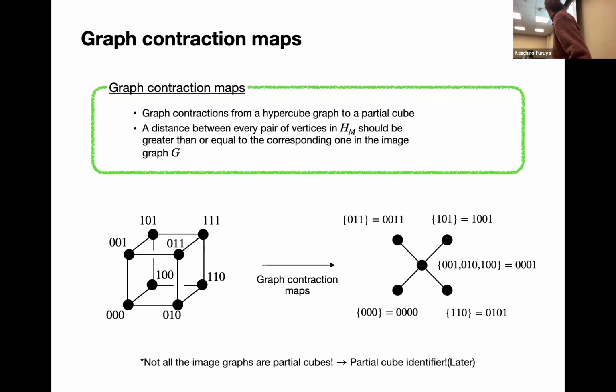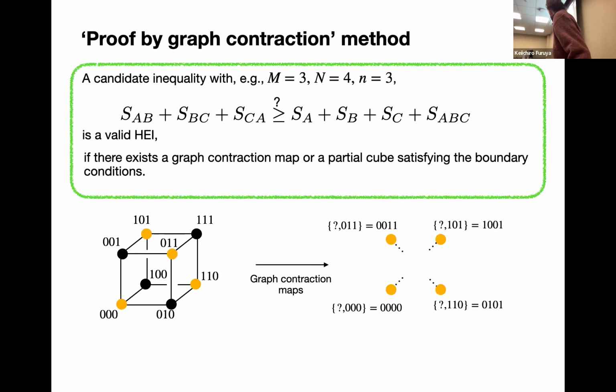So now the relation to the inequality, this is very important. Now you have a hypercube here, and the question is whether you have a graph contraction map. Any questions? Maybe come back to this at the end.